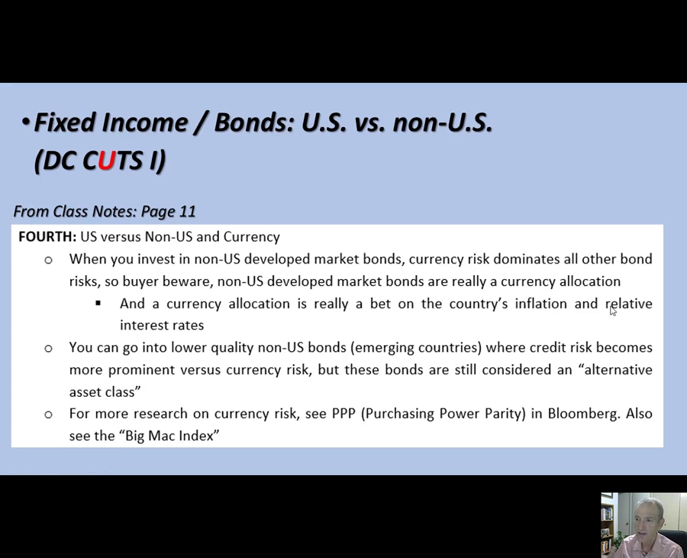Now you have to be careful because interest rates go up with inflation. So higher inflation hurts currencies. Higher interest rates help currency unless the higher interest rates are because inflation is going up. So you have to be careful. It's a pretty complicated formula. But the key here is when you buy a bond of another country in their currency, you're making a bet that that country's relative inflation and relative interest rates will outperform the U.S. and the U.S. dollar. It's a very tough bet to make.